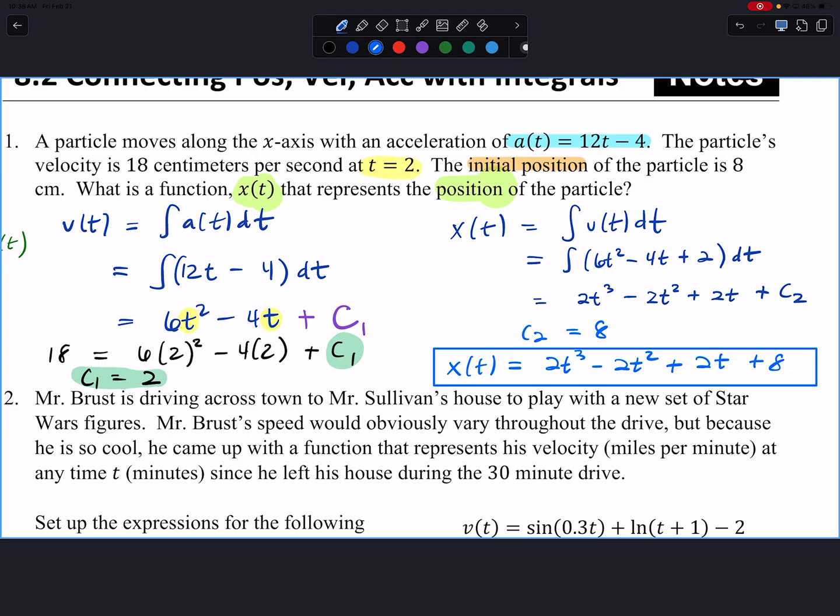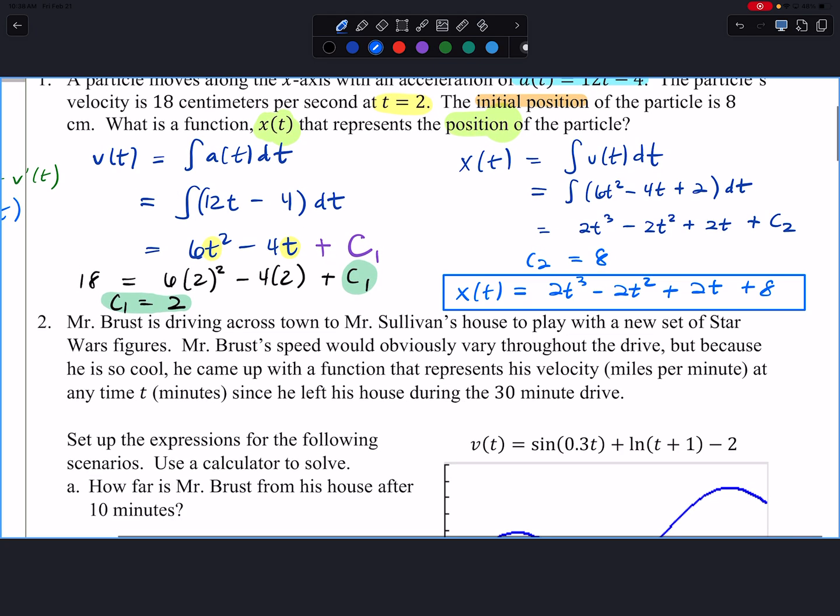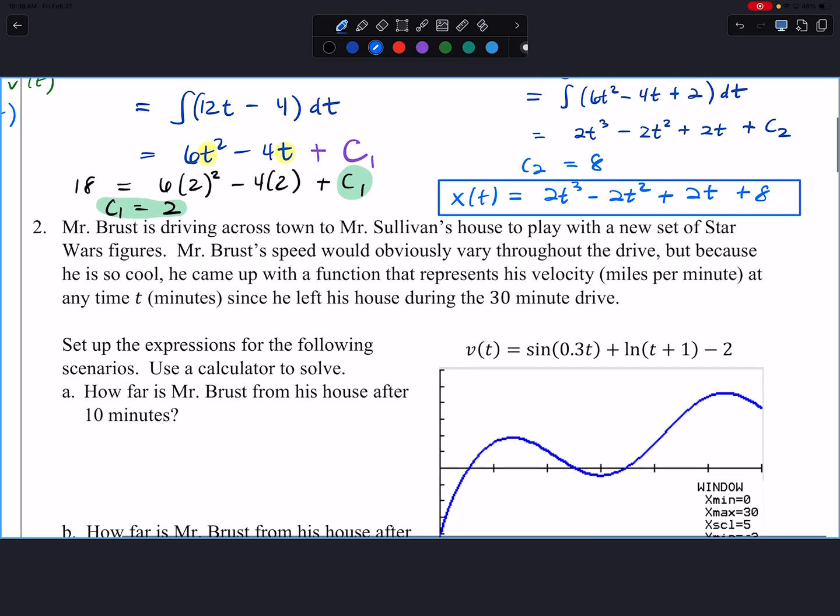Do you guys agree that we've done these problems, right, in chapter 6? It's just now it has to do with velocity and acceleration. You guys were given those conditions already to find the constants.